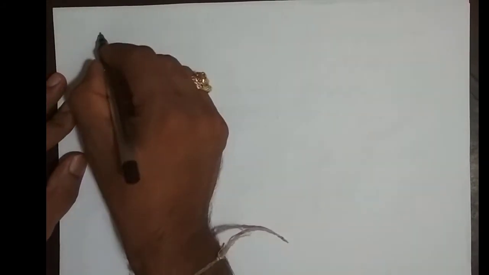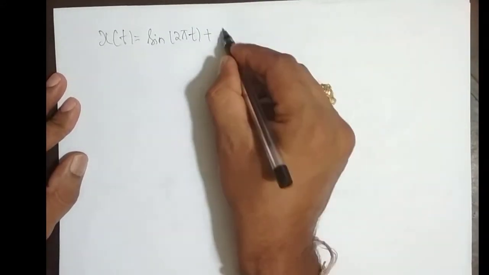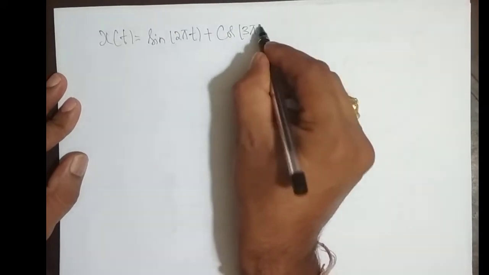Once we got omega naught, now we have to expand that signal in terms of exponential. I will do that. So what is x of t? x of t is equal to sine of 2 pi t plus cos of 3 pi t, right?